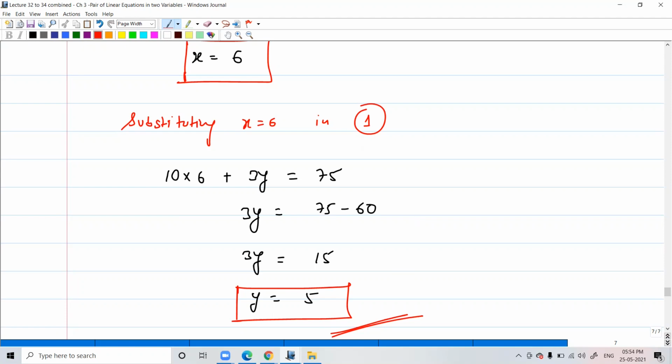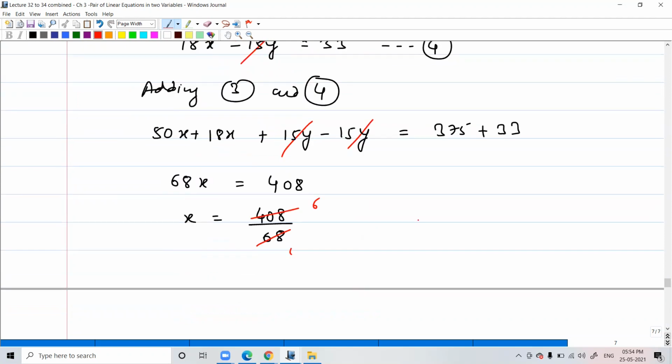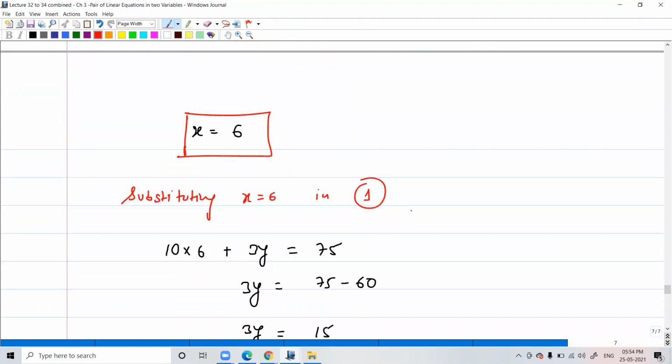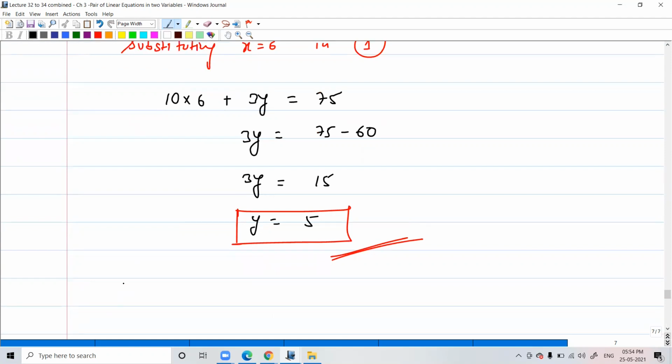Yes, sir. So this is what your elimination method is. We found the value of x and y. In your board exams, when you're solving the problem, of course, you will write the final conclusion at the bottom of your answer. So you can say the solution is x is equal to 6 and y is equal to 5. And put it in a box nicely.